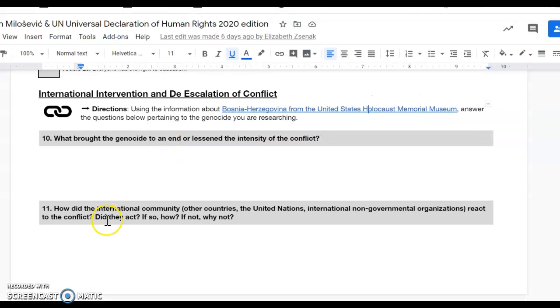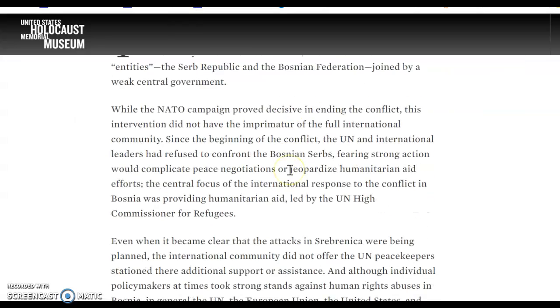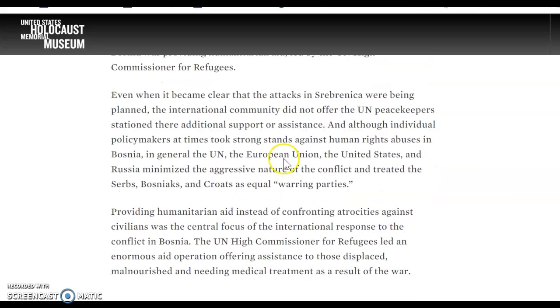And as for question 11, how did the international community, other countries, so not the United States, the United Nations, react to the conflict? Did they act, and if they did act, how? If not, why not? You need to fill out the parts. And again, when you go to the link there, you can see some examples in these bottom two paragraphs.